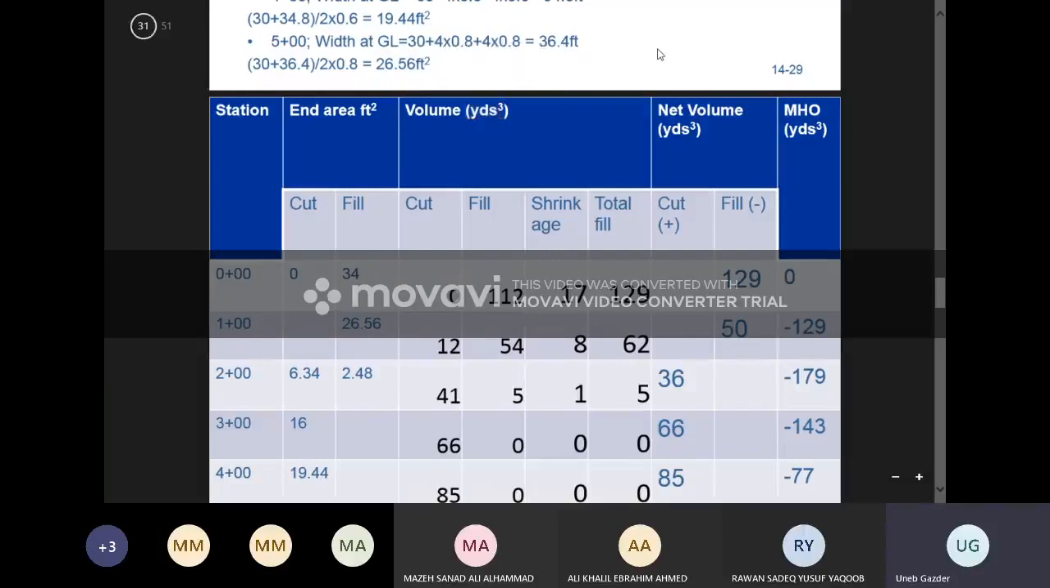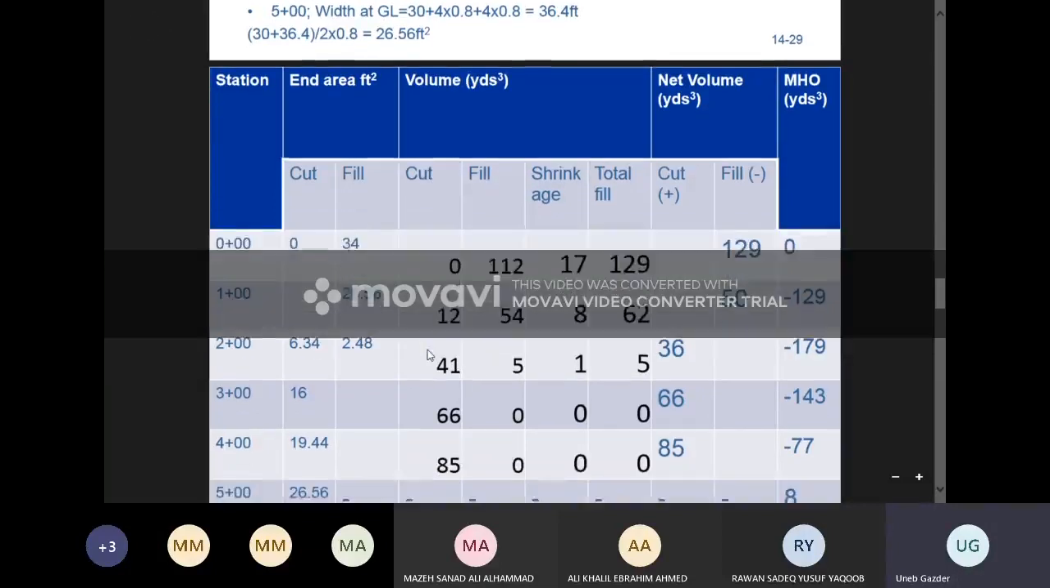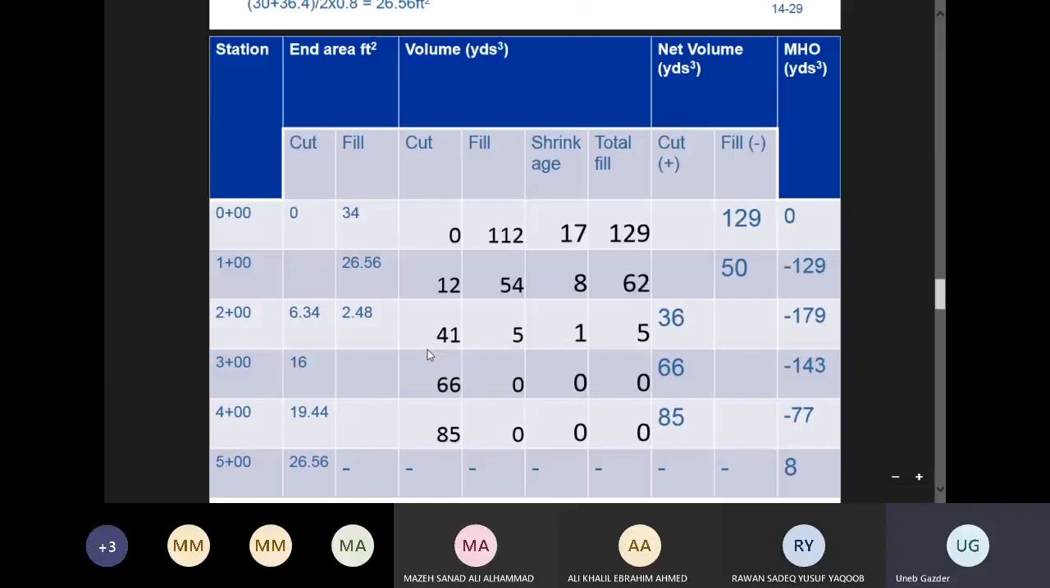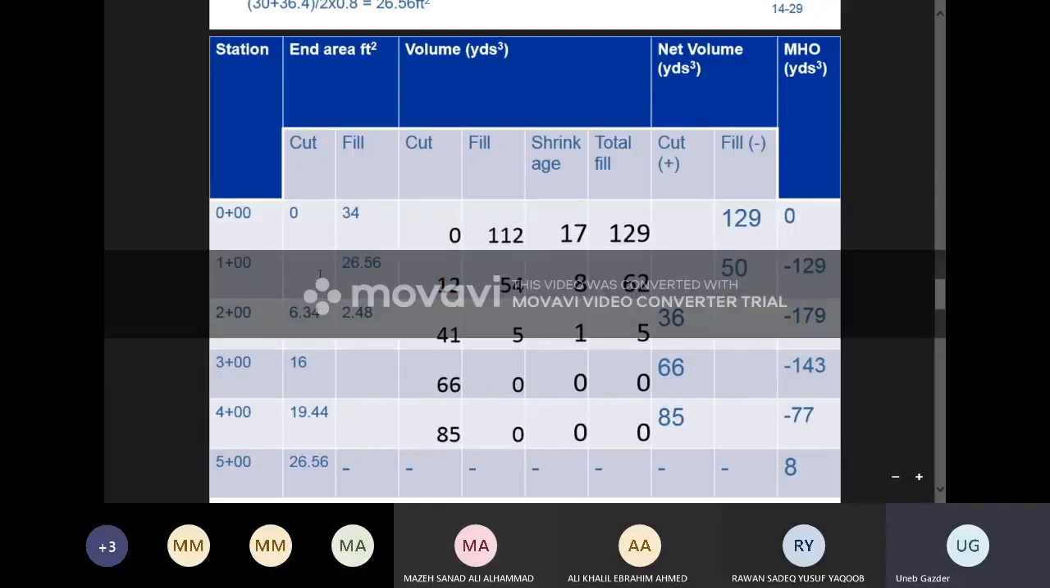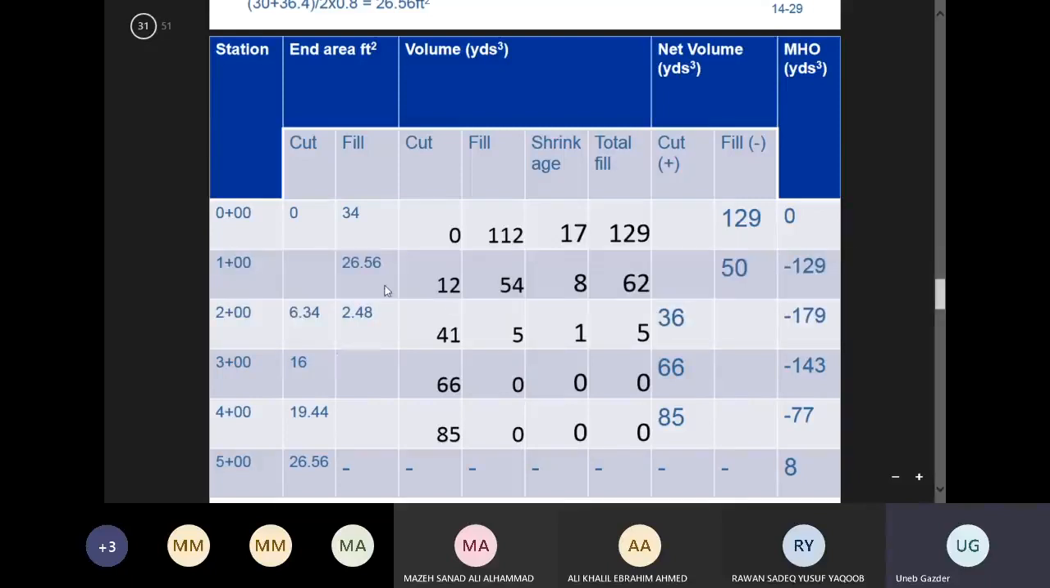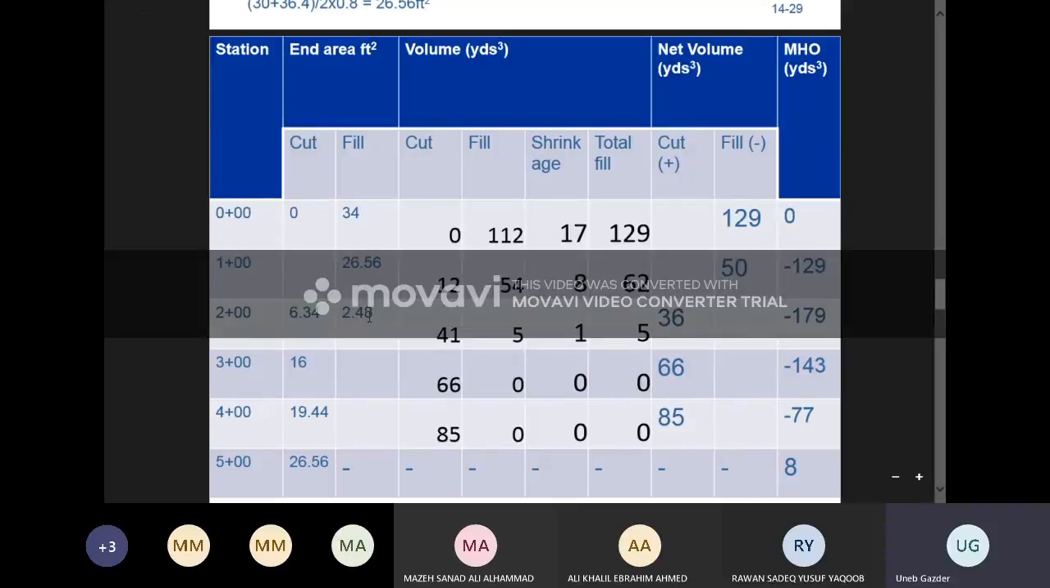So volume is either in cubic meters or cubic yards. If all the units are in meters, you keep them in meters and you get cubic meters. But if all the units are in feet, you will get the answer in cubic feet. You have to convert to cubic yards. So if I come to this quantity, how did I get 12? I took this area, which is 0, then this area, so the average of 0 and 6.34. You will get a number, multiply with the length, which is 100 feet, divide by 27 for conversion. This is how you will get 12. And how did I get 54? The average of 26.56 and 2.48, multiply by 100 and divide by 27 for conversion. So this is how I got 54, and so on.